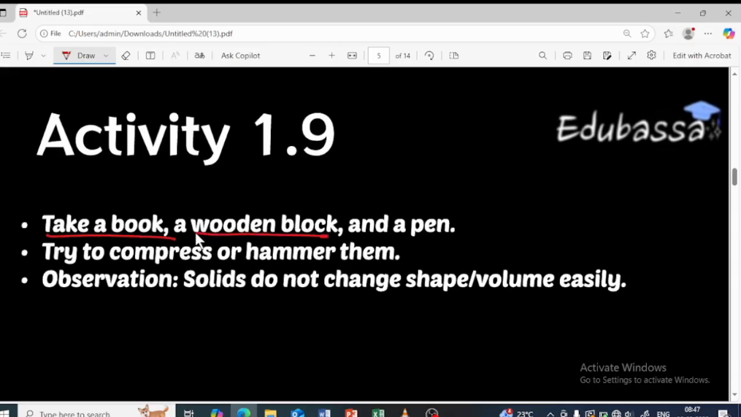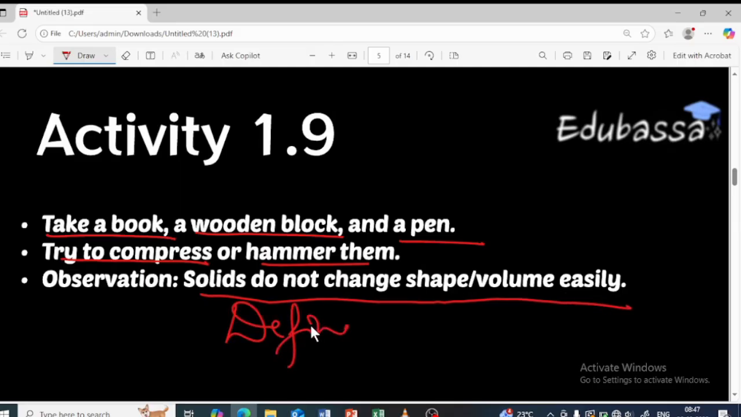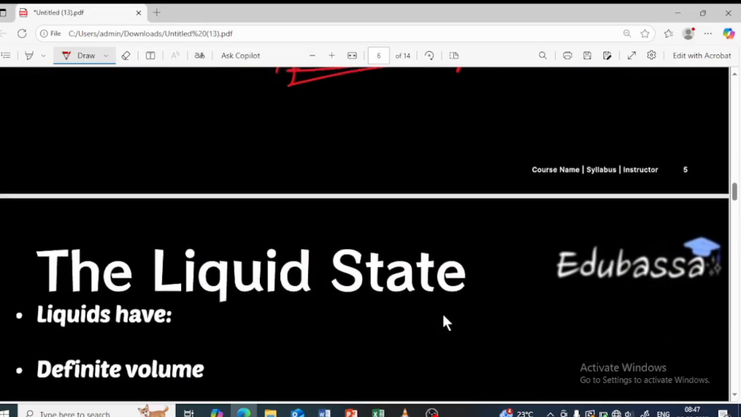So I am going to take a book, one wooden block and a pen. I am going to try to compress that, by using a hand or by using a hammer. What happens? Will it be compressed that easily? Obviously no. Solids do not change the shape or the volume that easily because it has got definite shape. It has got definite shape because the particles are arranged very tightly, right?